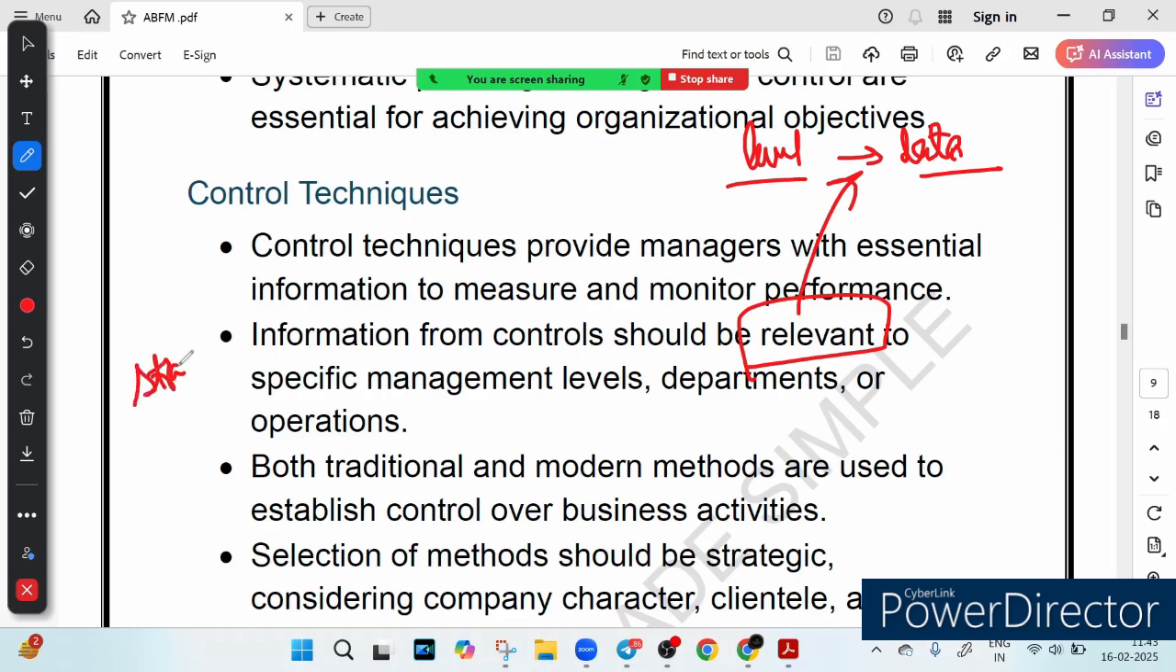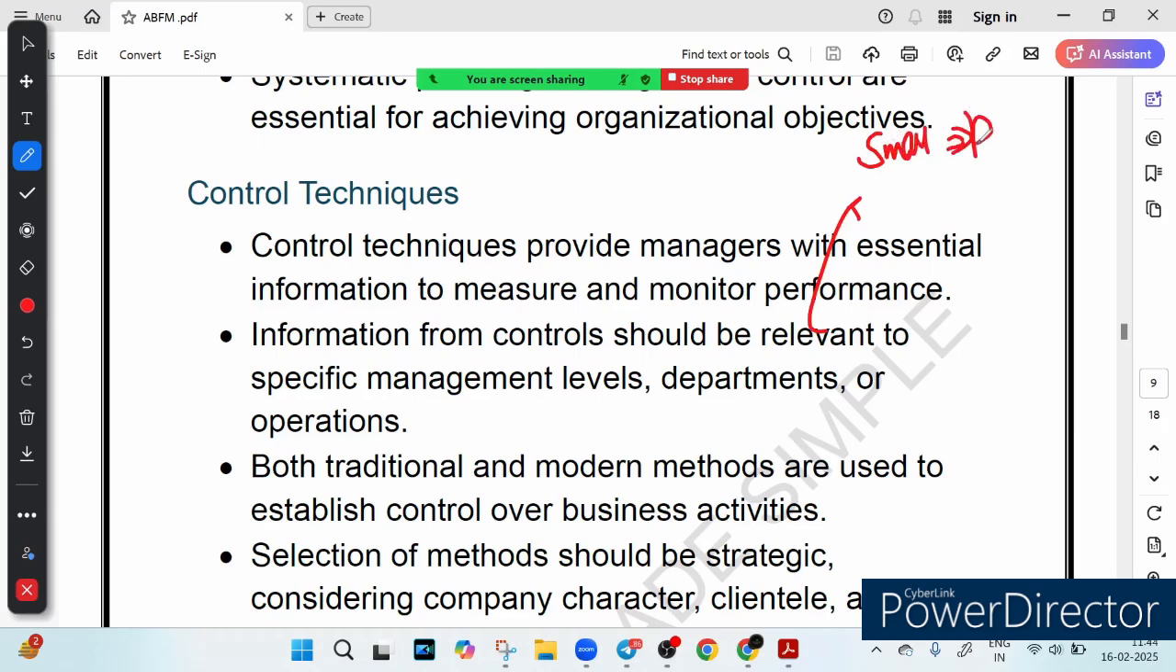Let me write it down. So what is the meaning of strategic? Strategic means the method must suit the company size, customers and challenges, right? So it should suit the level, department or operation. For example, a small business may rely on personal observation. But a large organization may use data analytics, it may use some AI tools to track performance. So that is what it is all about.